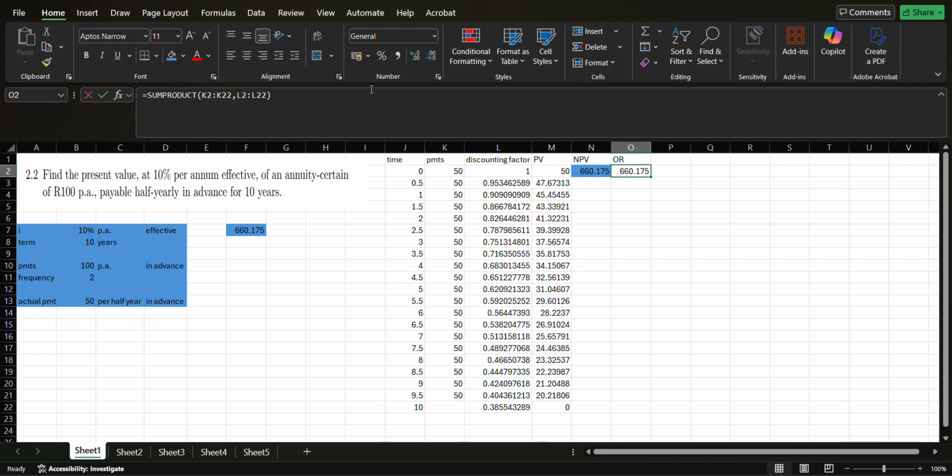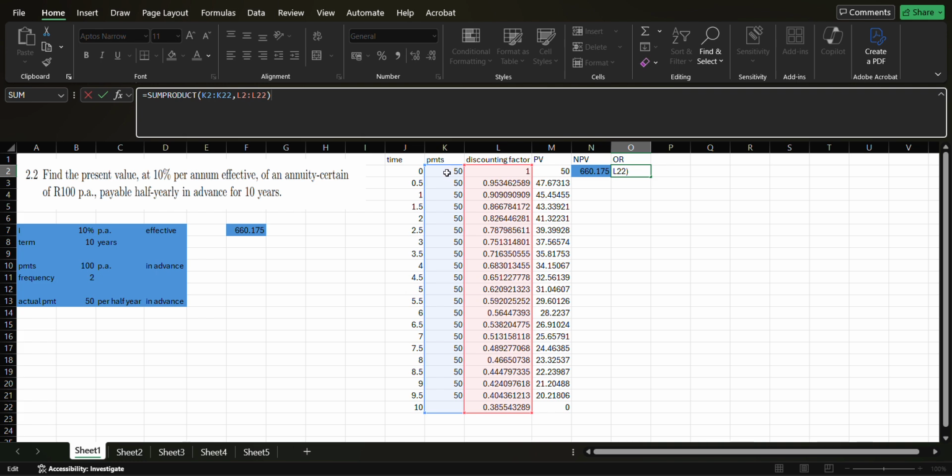Since I've entered two arrays, it's going to say the first object in the first array times the first object in the second array, plus the second object in the first array times the second object in the second array, plus, and then it does that for all of them. So it takes the product of the corresponding objects and then sums them.